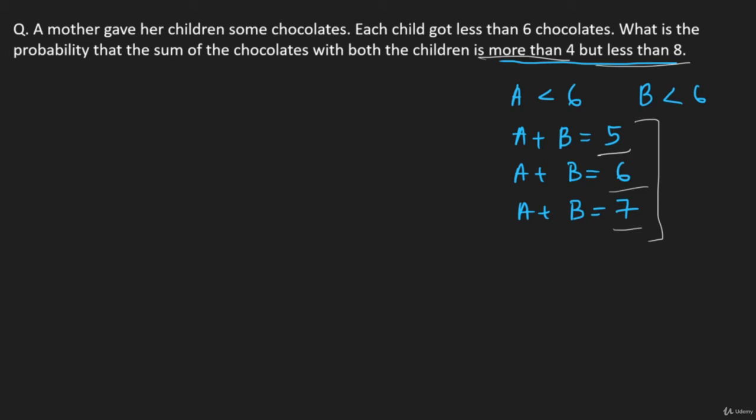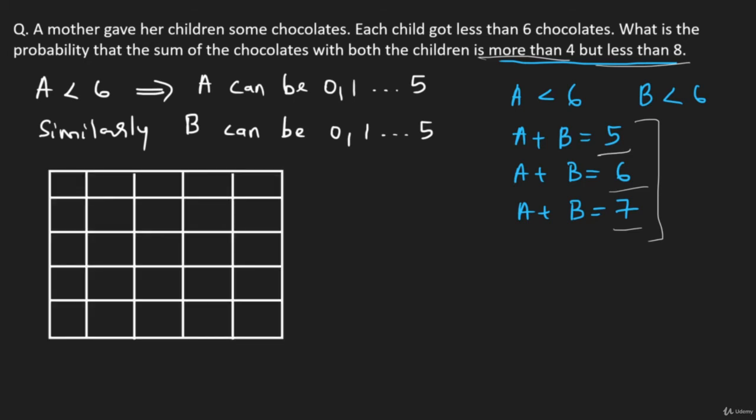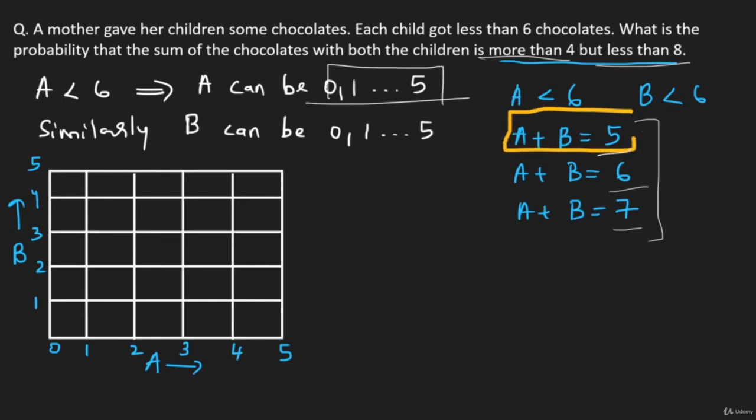It's given that A is less than 6, so A can be 0, 1, 2, 3, 4 or 5, right? Similarly, B also can take values from 0 to 5. Therefore, let's draw a 6 by 6 grid where each of these values is 0, 1, 2, 3, 4, 5, which are the number of chocolates with A. Similarly, the number of chocolates with B also can be 0, 1, 2, 3, 4 or 5. Now let's try to mark A plus B equal to 5 in this grid.